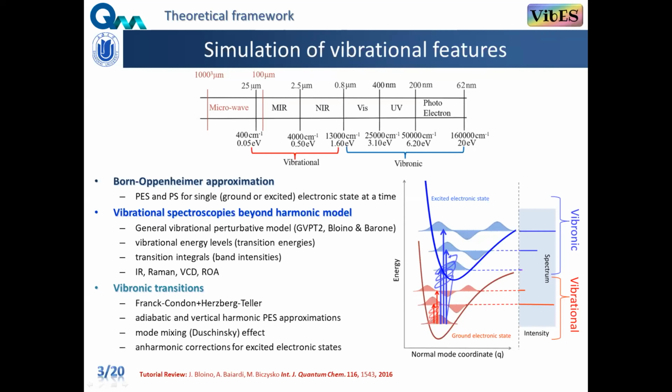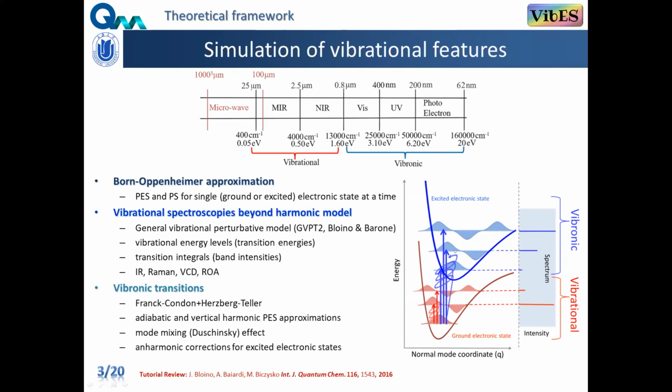For vibrational spectroscopies beyond the harmonic model, I will always be showing a general vibrational perturbative model as developed and implemented in Gaussian by Julien Bloino and Vincenzo Barone. So this allows us to calculate vibrational energy levels, so transition energies, and also transition integrals, so band intensities. And it can be implemented for infrared, Raman, VCD, and ROA.